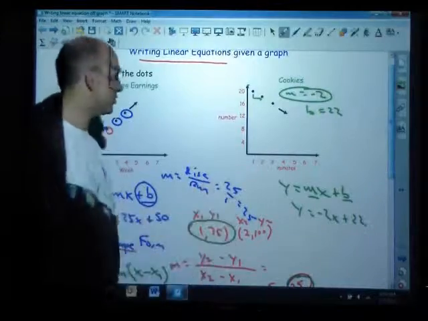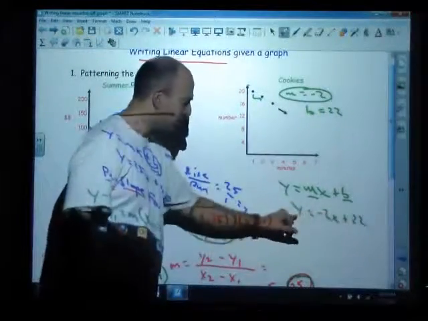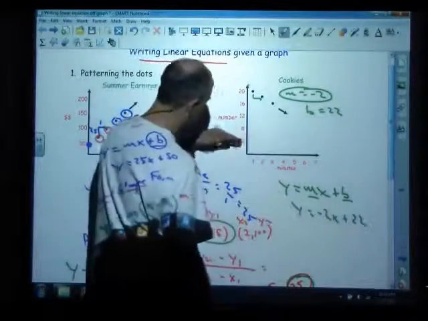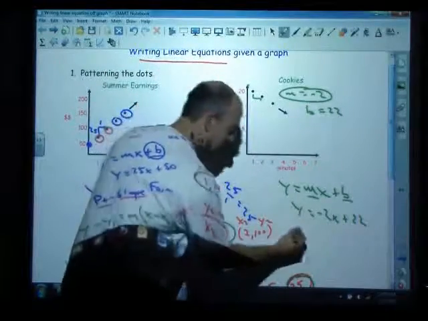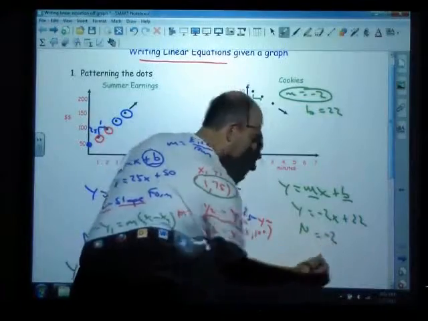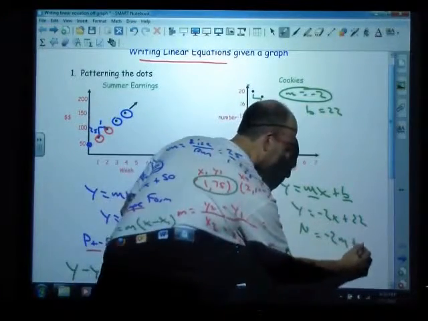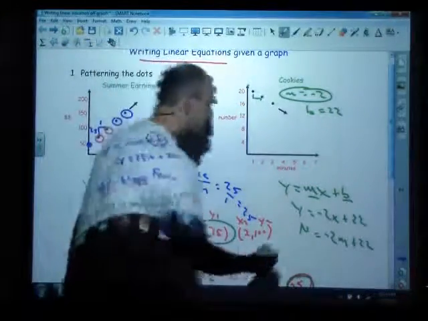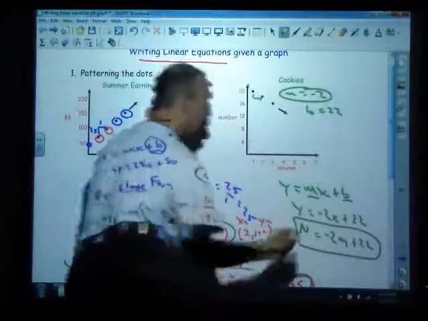Okay, one of the things you're going to see is a lot of times they'll change this to the appropriate variable for what's being talked about in the problem. Y is essentially the number of cookies. It's going down 2 every minute, and it would have been a starting point of 22. Okay? So there you would have it. All right?